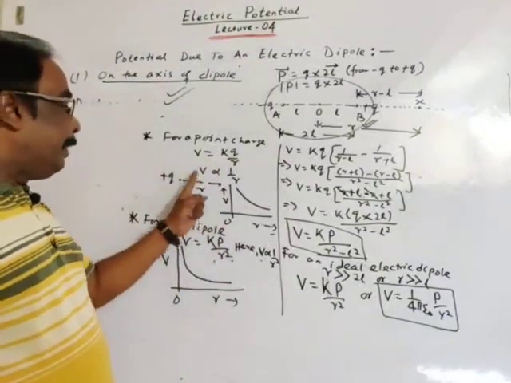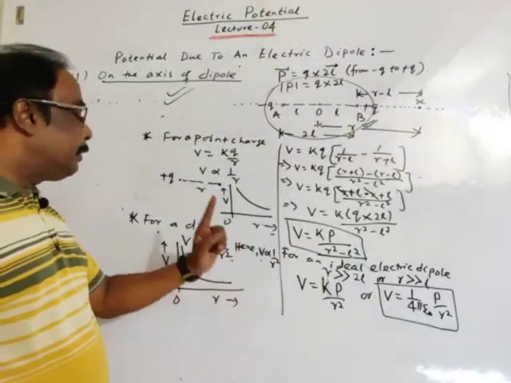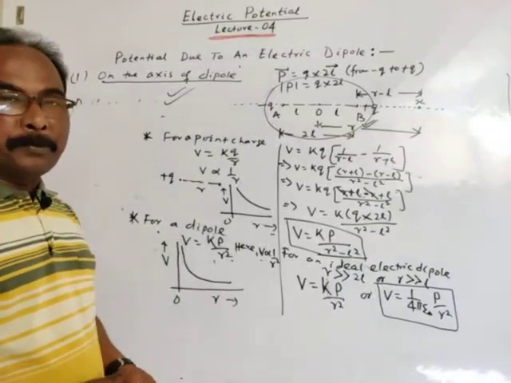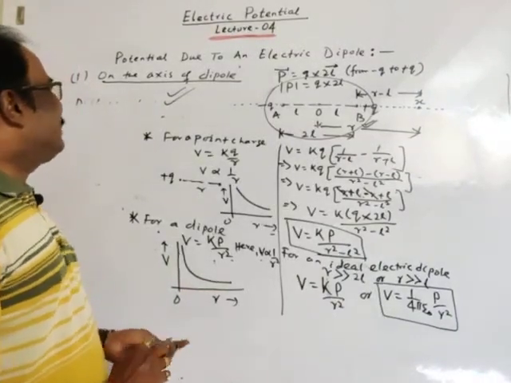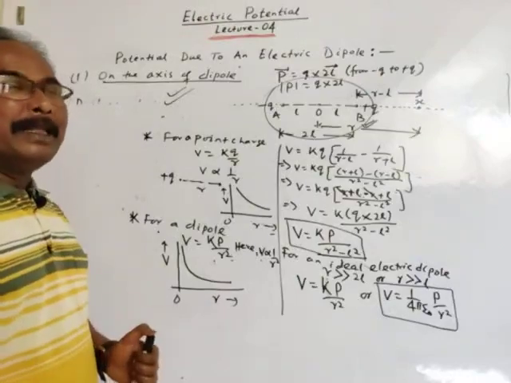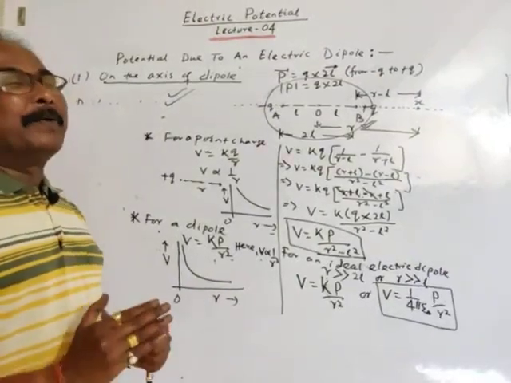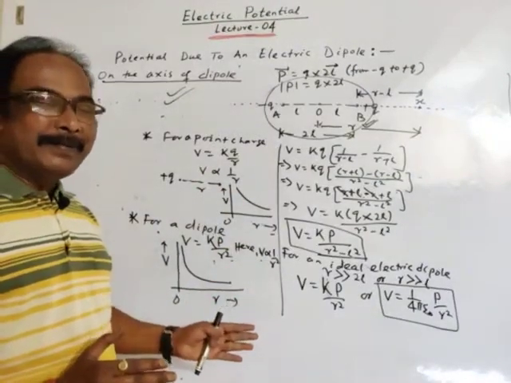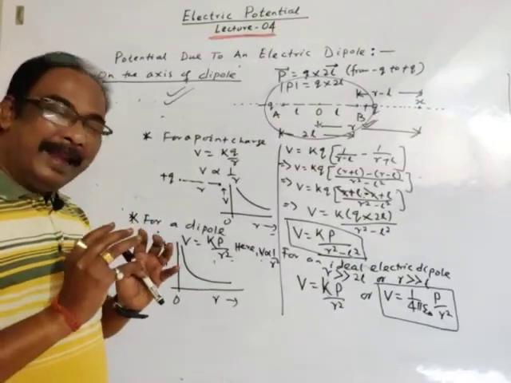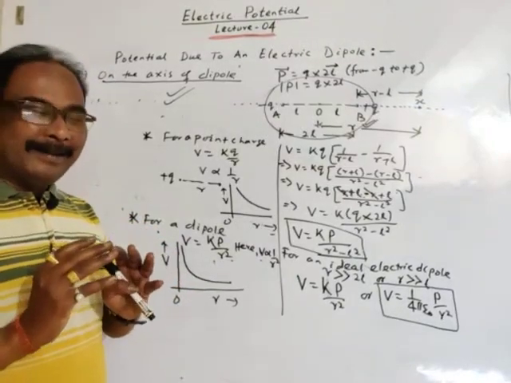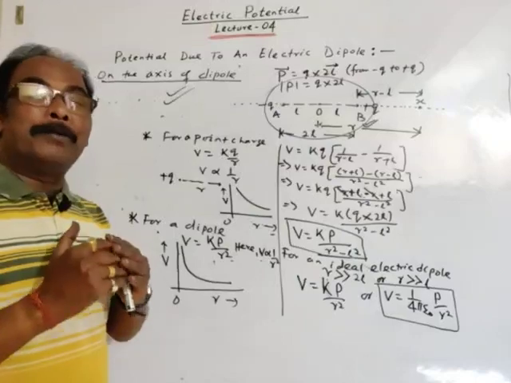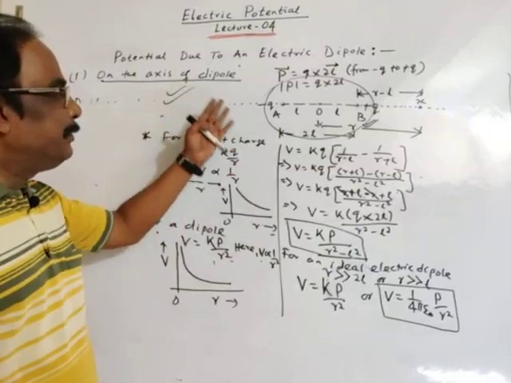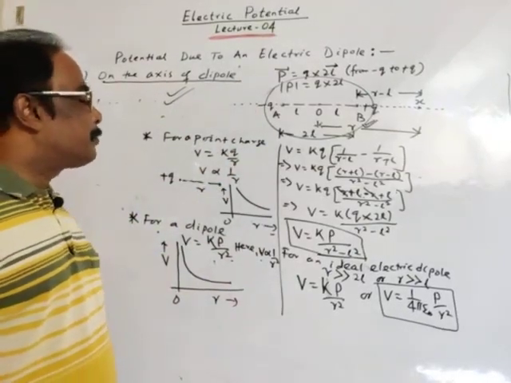Just compare V inversely proportional to r and V inversely proportional to r square. These are the required relations and graphs. So this is electric potential on the axis of the dipole. Is this clear to you? Repeat the observation, and write after well understanding the concept. Write by yourself and it will be very clear to you. And this is a board level subjective question.